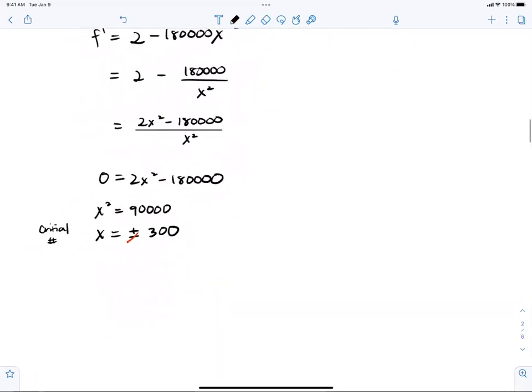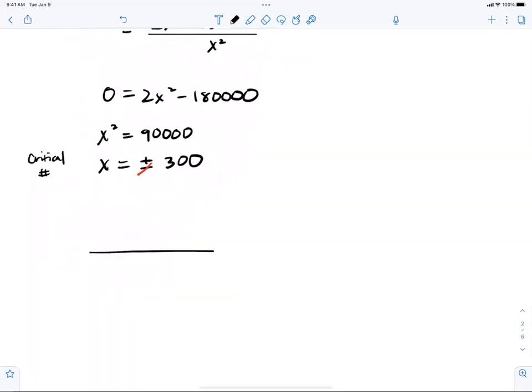Again, because F is defined on an open interval, we have to do the first derivative test. Or the second derivative test, but I don't want to find the second derivative. You can use the second derivative test, especially if your critical numbers only come from where the first derivative is equal to 0, but I think it's easier to just use the first derivative. So this analysis line is for F prime. I'm putting 300 on the analysis line.